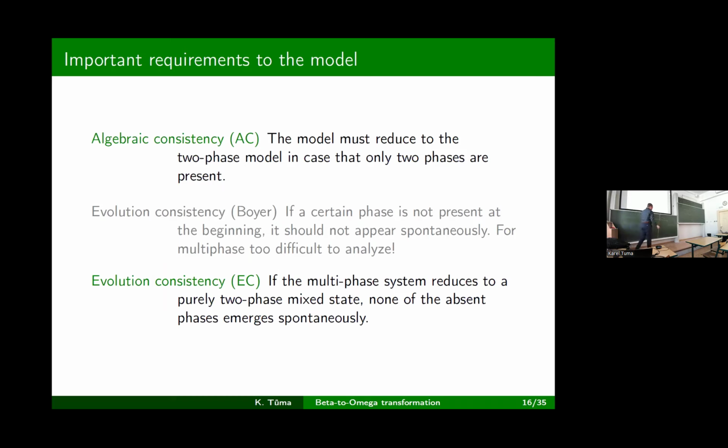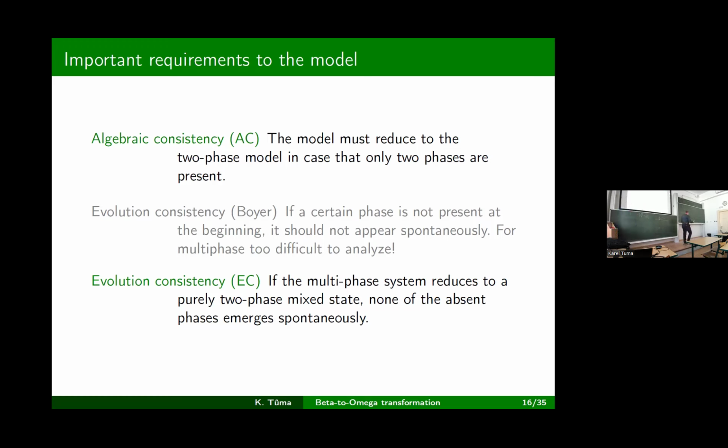And now comes the other condition we want from our model. So the first condition was the algebraic consistency. I will repeat it. We want from the model that if only two phases are present, it reduces to the standard two-phase Ginzburg-Landau model. The other thing, this is something that was stated in 2006 by Boyer, is evolution consistency. So he said if a certain phase is not present at the beginning, it should not appear spontaneously. He did it for three phases only.